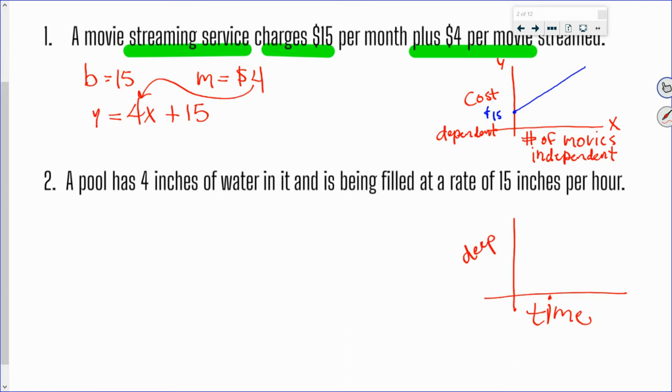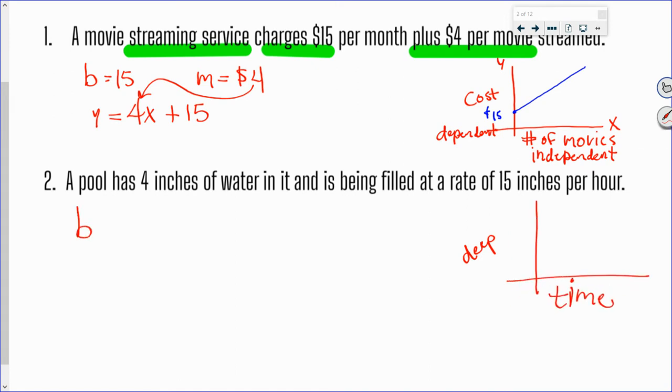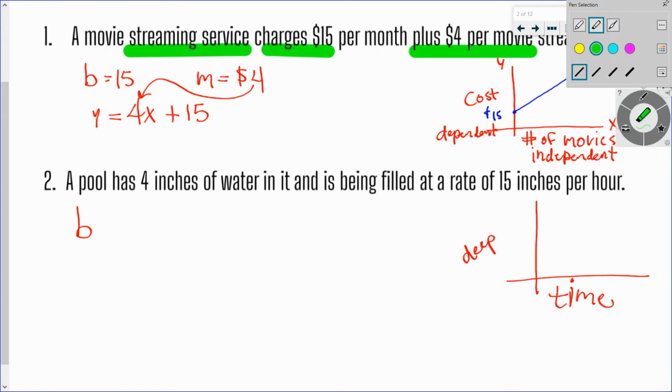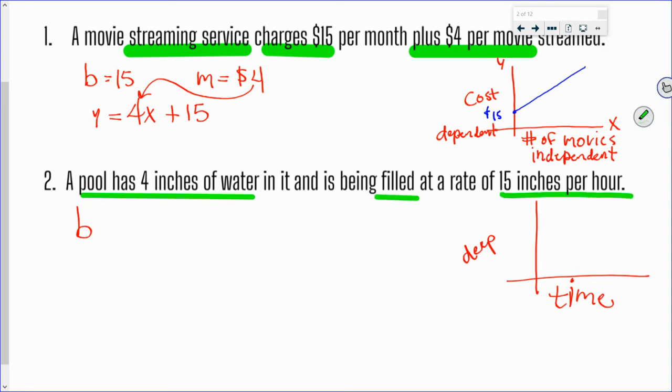Now, having thought about it like that, somebody tell me, looking at this, and here's what I should tell you I'd like for you to write down. This problem, I don't expect you to write it all down, but just say a pool has 4 inches of water, right? And it's being filled 15 inches per hour. Those are the pieces of that puzzle you need. So instead of writing that whole problem down in your notes, you can write those portions down.